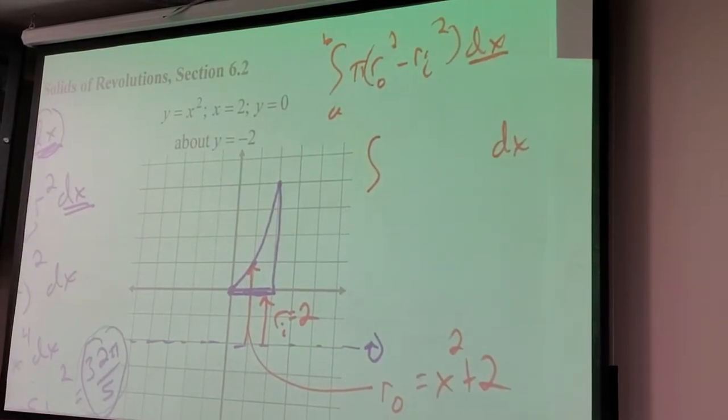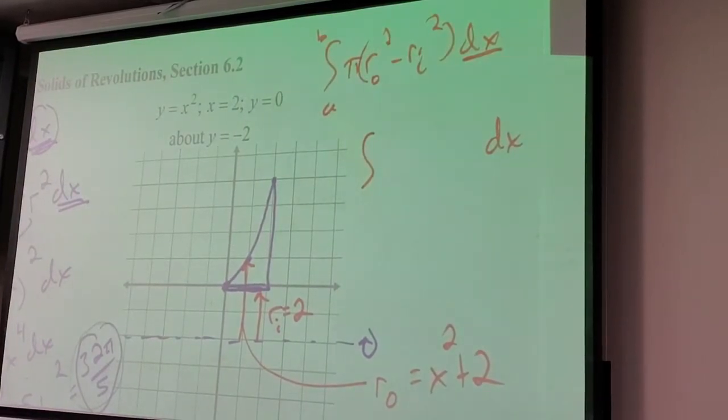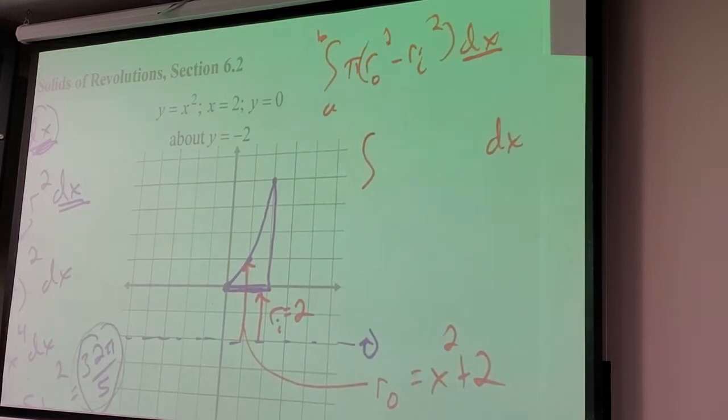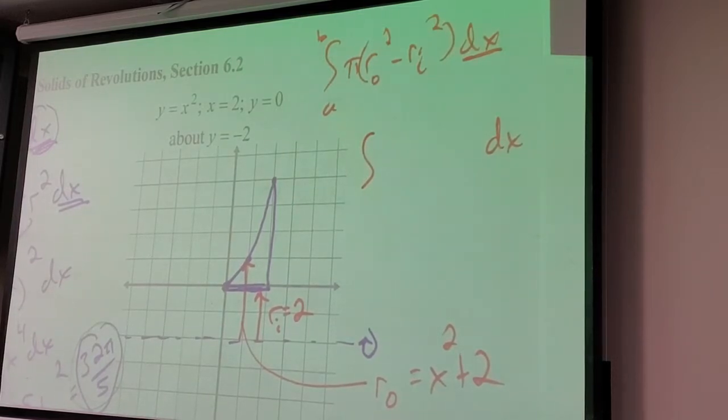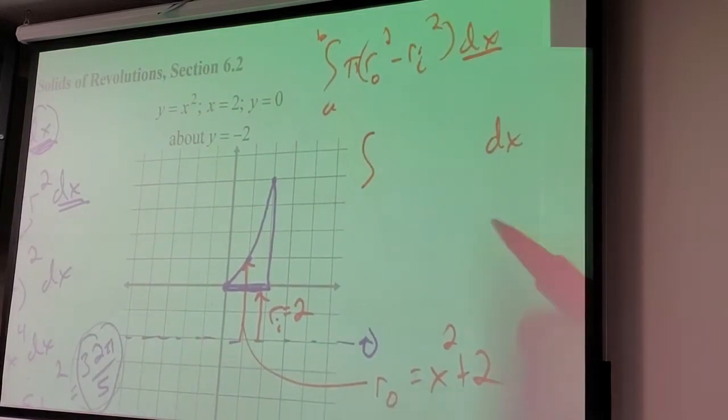Going across an axis that is parallel to the x-axis. I love it. So anytime it's parallel to the x-axis, it's dx for disks or washers. Okay. And the same thing with y.